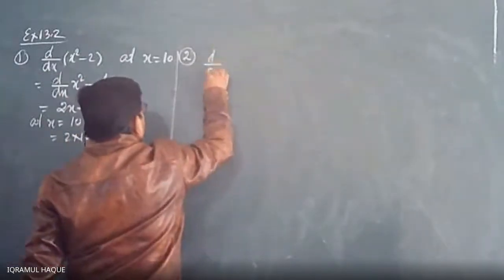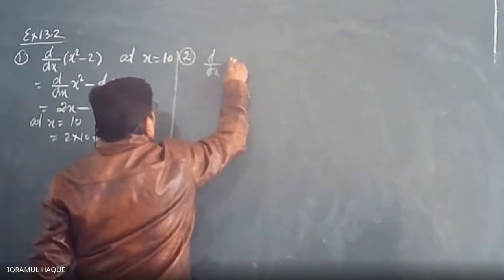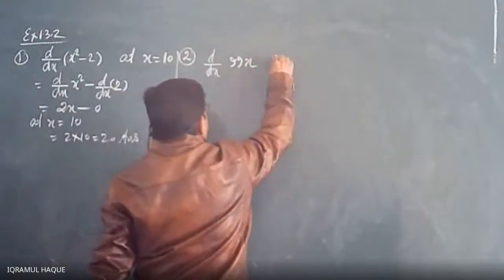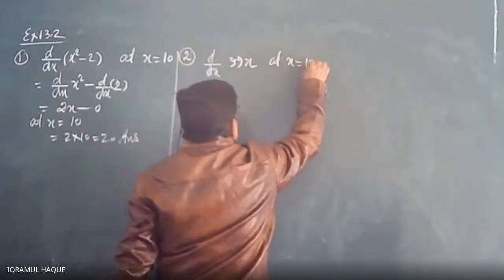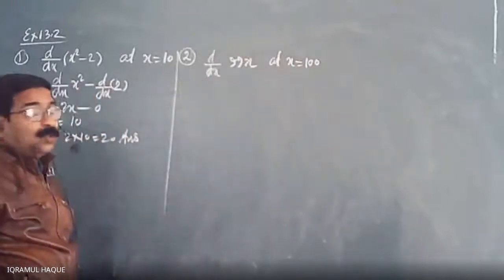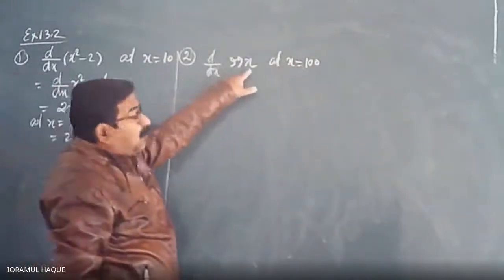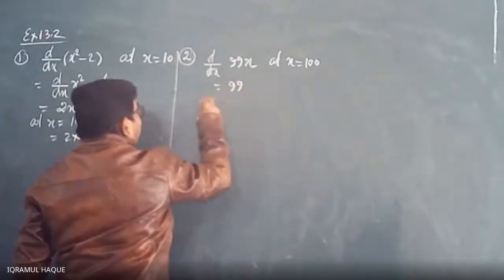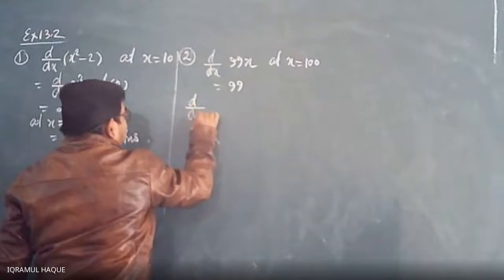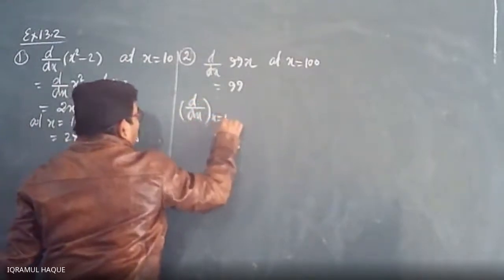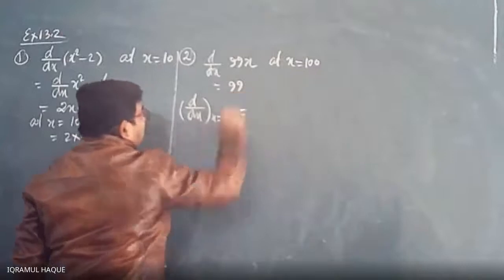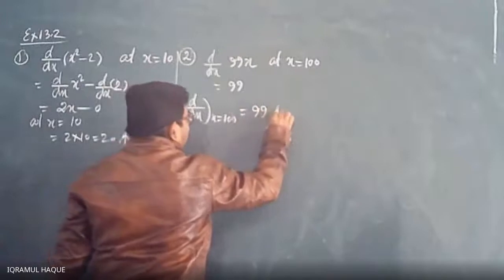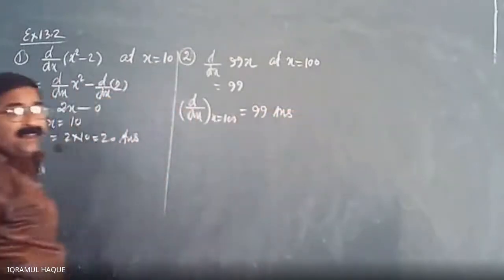See, d of dx of 99x at x is equal to 100. So derivative of x is 1 into 99. So what is this? This is 99. So d of dx at x is equal to 100. Since this is constant, there is no x, so its value is same as constant 99.